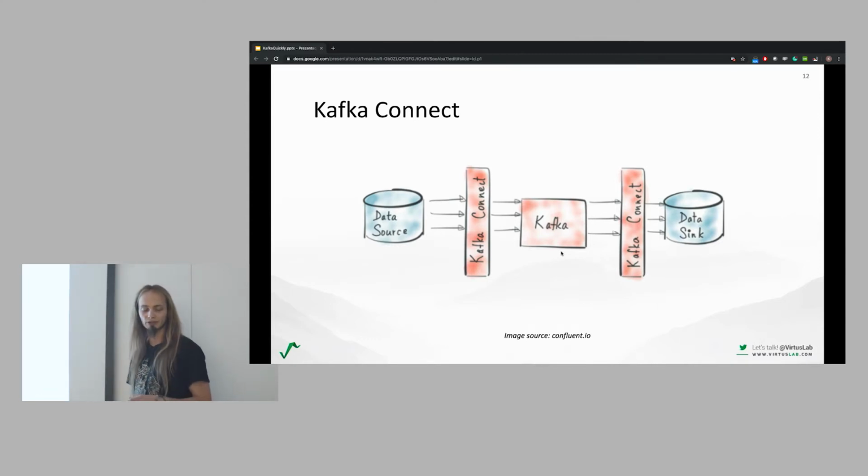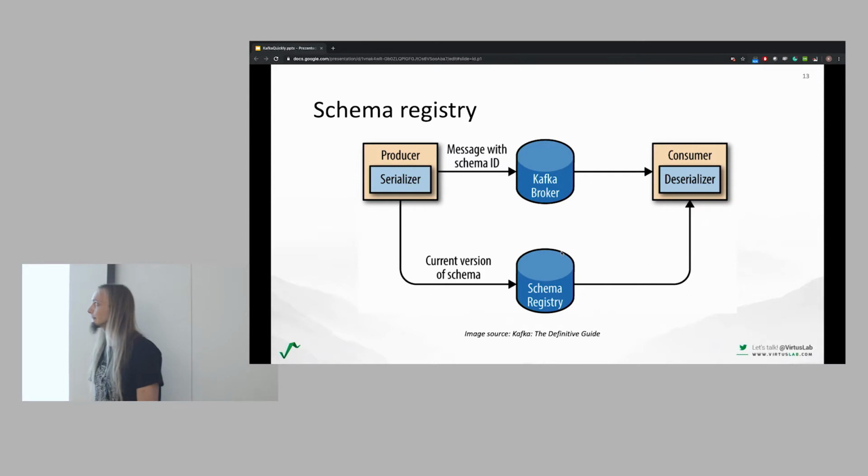On the other side, we have a sink, for example, to an S3 bucket on AWS or some REST proxy or maybe Hadoop, which will consume the records from Kafka and export them to some external system. It's kind of handy when it comes to the integration of different parts of our architecture. The next one is the Schema Registry.